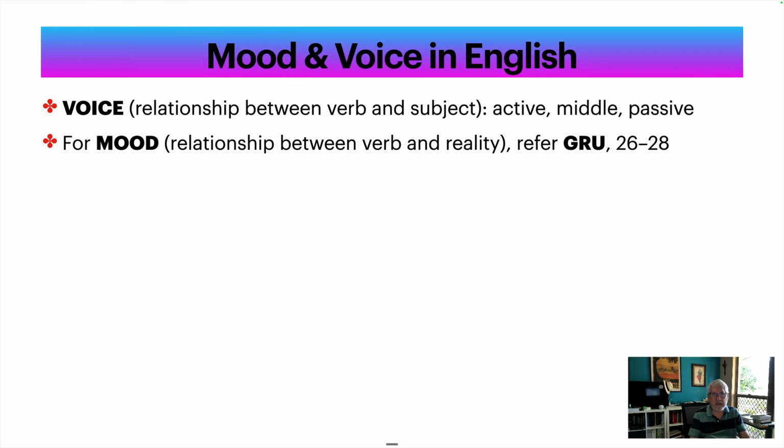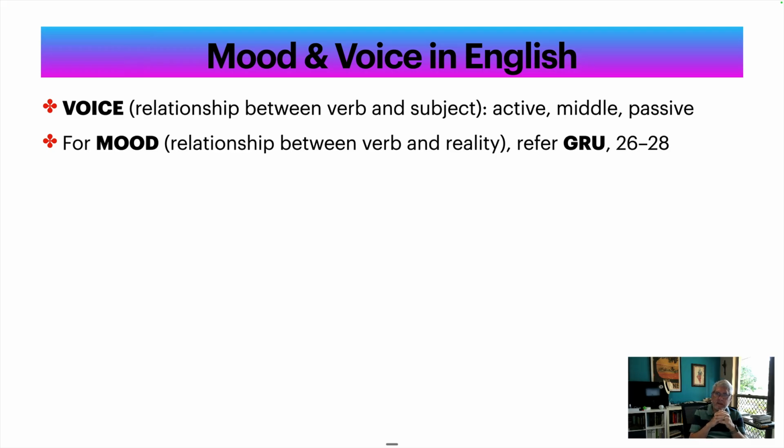So let's have a look at how mood and voice function in English. We'll start with voice because that's the simplest thing for us to be dealing with. Voice is simply active voice, middle voice, passive voice, and is to do with the relationship between the verb and the subject. So if the subject is the one doing the action, then we're talking about active voice.